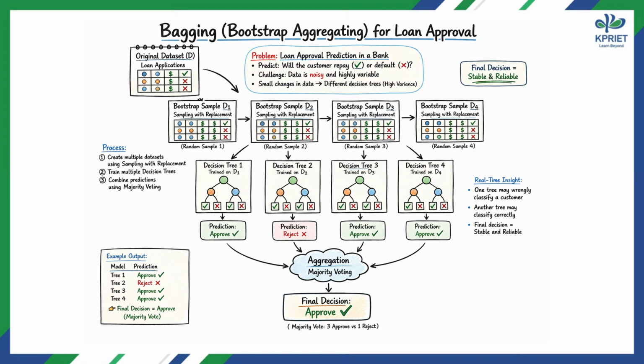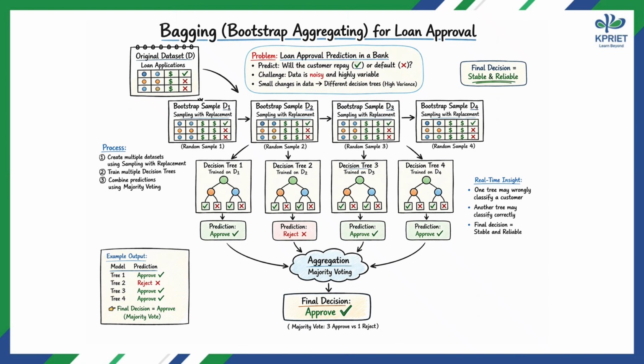Here is the loan approval original data set. Now we are categorizing them into bootstrap data 1, data 2, data 3 and data 4. And the problem statement is loan approval prediction: the bank will predict whether the customer will repay the loan or not. The challenge is that data is noisy and highly variable, and small changes in data and different decision trees will lead to high variance, and the final decision should be stable and reliable.